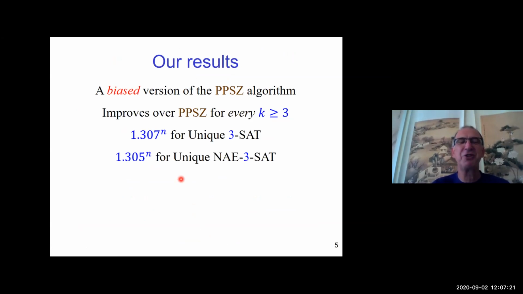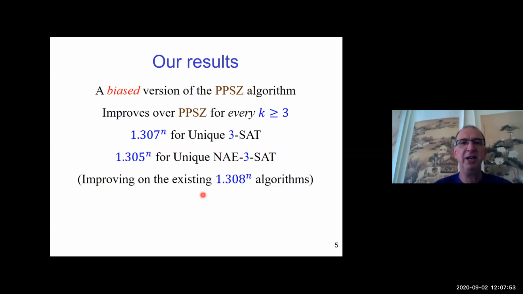We get an even larger improvement for a variant of the satisfiability problem called not-all-equal SAT, which I'll mention in a while. For not-all-equal 3-SAT, we get a more noticeable improvement. And not-all-equal 3-SAT would actually be a nice playground to explain our results, because it's a very natural setting, and well, we'll hear about it in a minute.